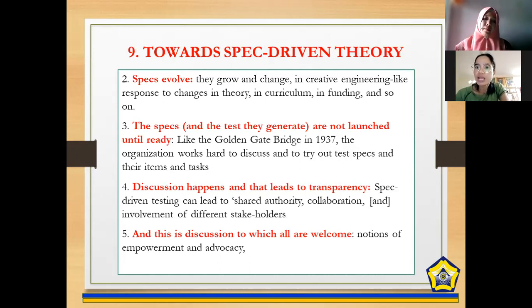Next, the spaces evolve. They grow and change, like creative engineering, in response to change in a series, in a curriculum, in funding, and so on. Third, the spaces and the tests they generate are not launched until ready. Like the Golden Gate Bridge in 1937, the organization worked hard to discuss and try out the test space, the items, and tasks. And number four, discussion happens and that leads to transparency.